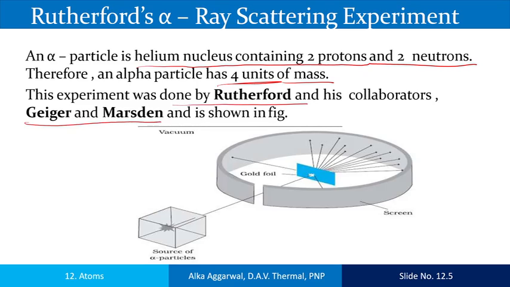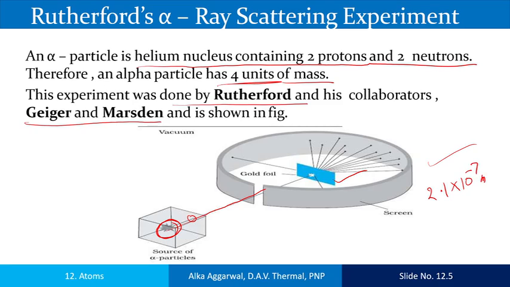It is a top view of the experimental setup used by them. It has a radioactive source, which is enclosed in a lead cavity. Within the lead cavity, there is a small hole through which a narrow beam of alpha particles comes out and hits the thin foil of gold. The thickness of the gold foil is about 2.1 into 10 to the power minus 7 meter.